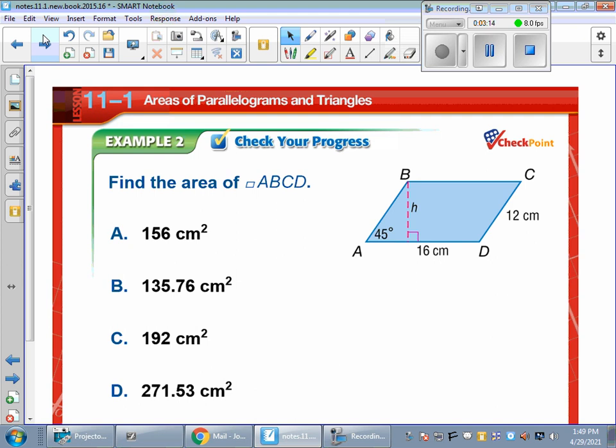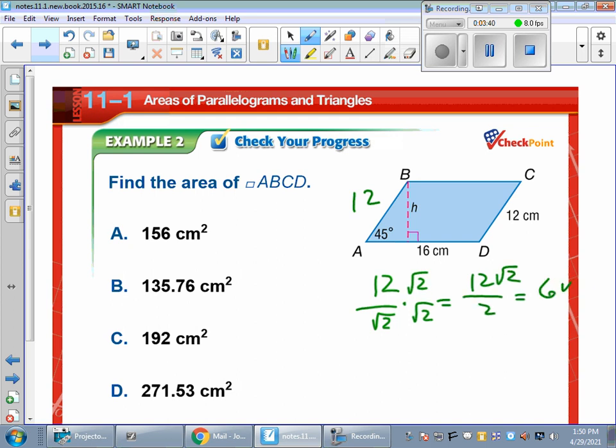Again, try this one on your own. A little bit tricky now, because this one you have to remember what a 45-45-90 was. If you remember, you bring that over and you have a 45-45-90. If you have the hypotenuse, how do you go from hypotenuse to leg? If you remember, you divide by the square root of 2. So we're going to do this right here. This gives us 12 square root of 2 over 2, which ends up being 6 square root of 2. So that's going to be your height, 6 square root of 2.